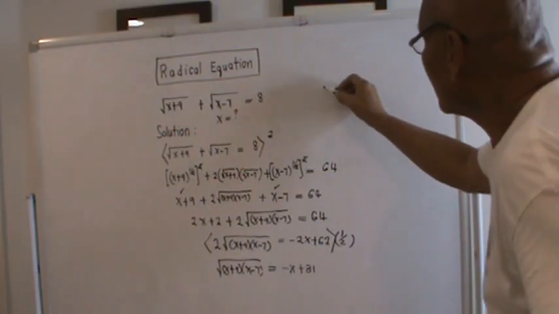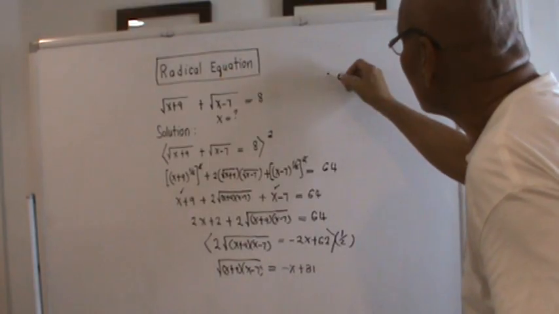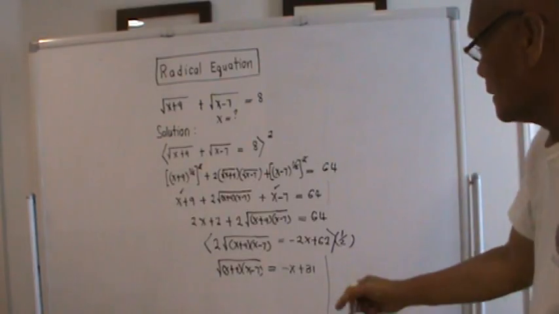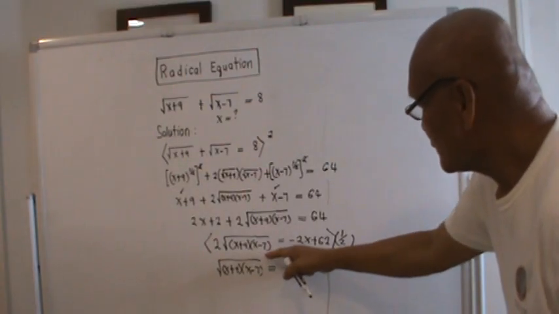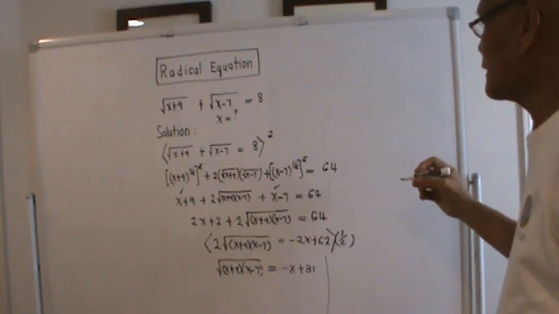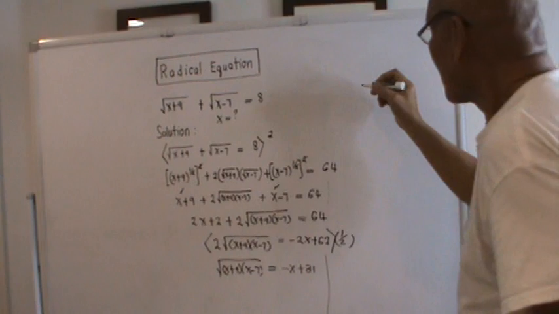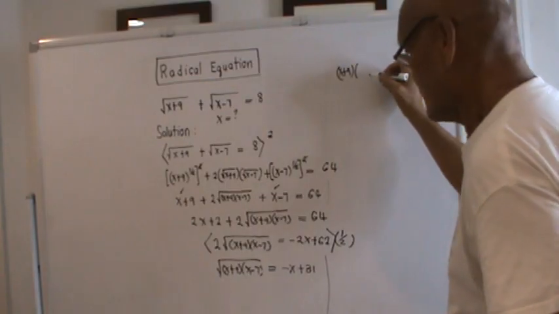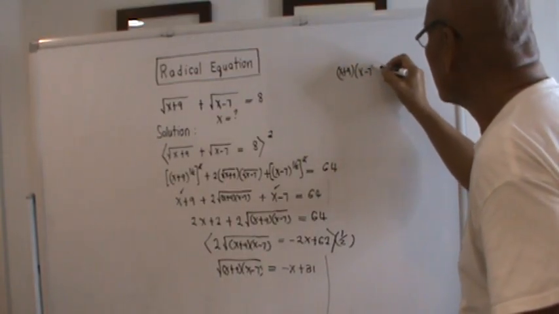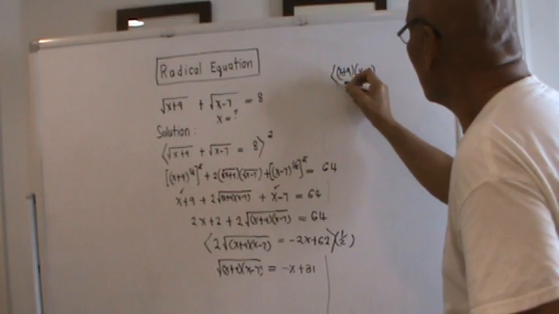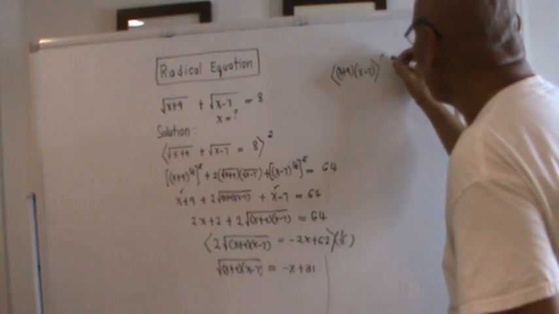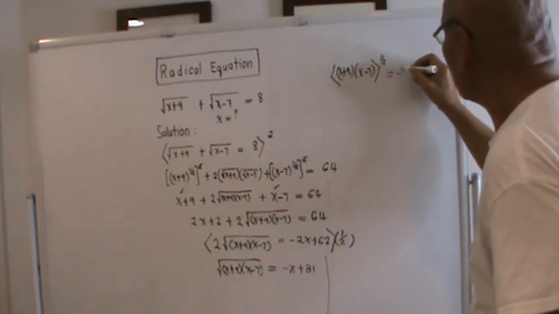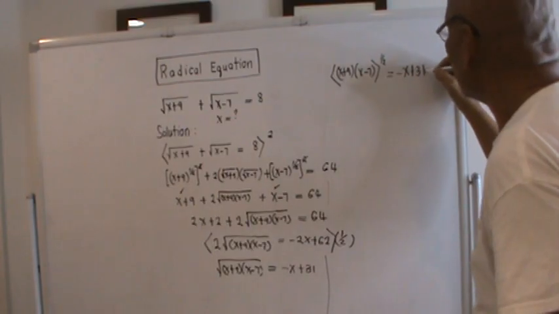I will continue it here, so I'll be making a vertical line here. We have to eliminate the radical sign now. So again, we will rewrite the given left hand side, x plus 9 times x minus 7, all raised to the 1/2. I just changed the form, and this should be equal to minus x plus 31.